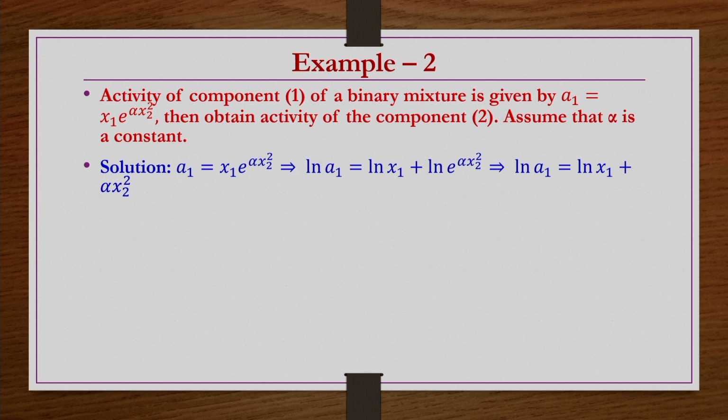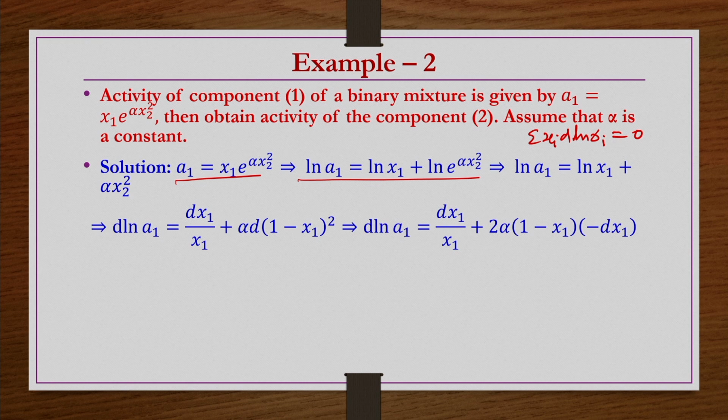So, again we will be using the sum of xi d ln gamma i equal to 0, this expression, and then we try to obtain the activity of the second component. This a1 is given like this. So, we take ln on either side and expand the right hand side. So, we have ln a1 equal to ln x1 plus alpha x2 square. Now, we need d ln a1 in order to substitute here. Ln ai or ln gamma i, you can use either, this Gibbs-Duhem equation is the same anyway. We need d ln a1.